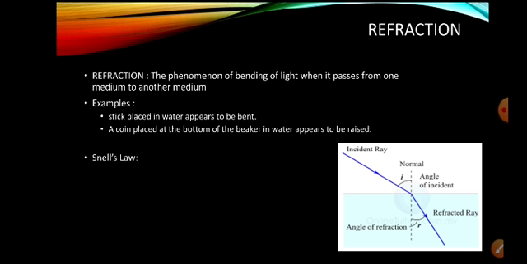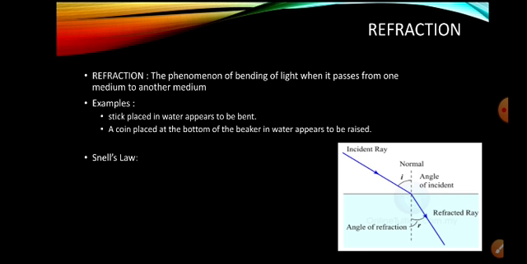The incident ray, refracted ray and normal lie in the same plane in refraction. In reflection, the incident ray, reflected ray and normal lie in the same medium. But in refraction, the incident ray, refracted ray and normal lie in the same plane. The incident ray and refracted ray are on opposite sides of the normal at the point of incidence.